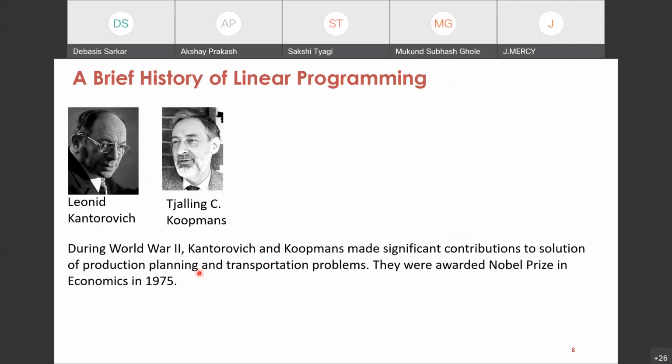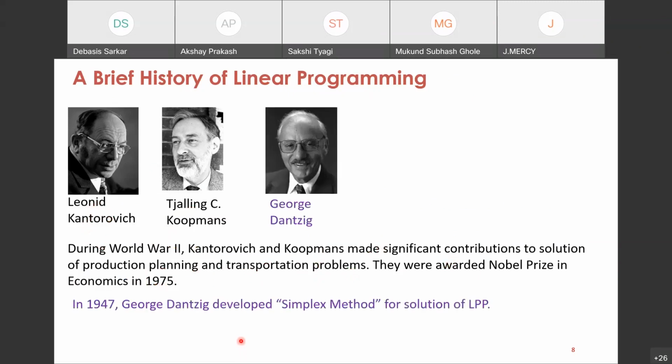During World War II, and you can imagine that these are very important activities associated with the war. Because of their tremendous contribution to linear programming problems, they were awarded the Nobel Prize in Economics in 1975. Then George Dantzig developed one of the very popular algorithms for solving linear programming problems, known as the Simplex Method.